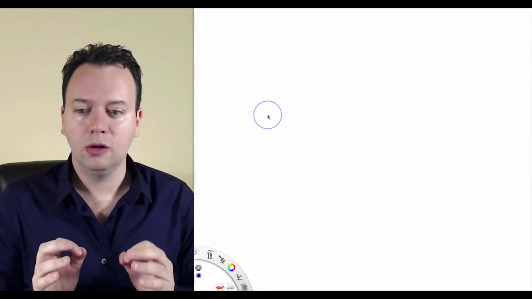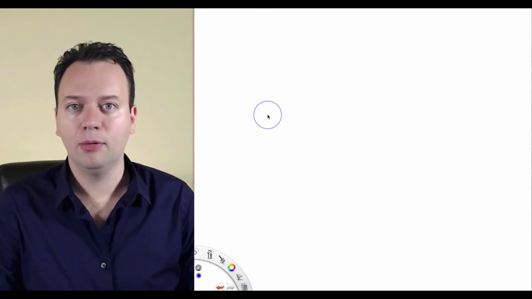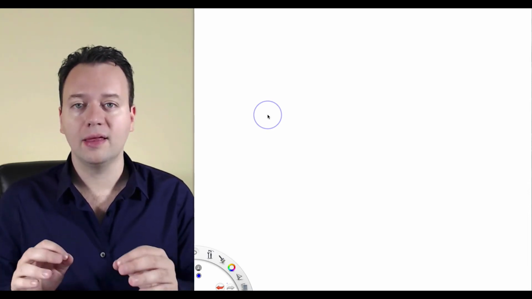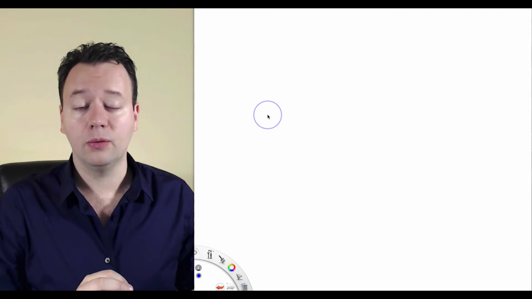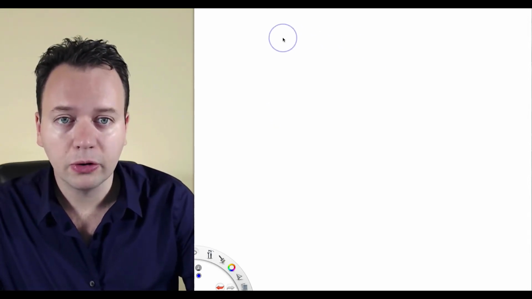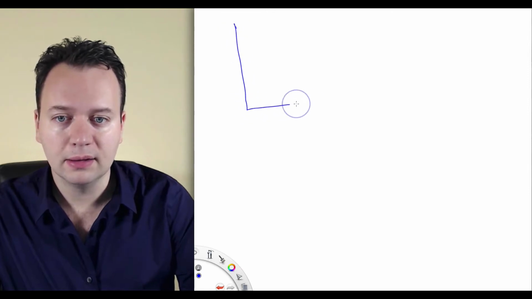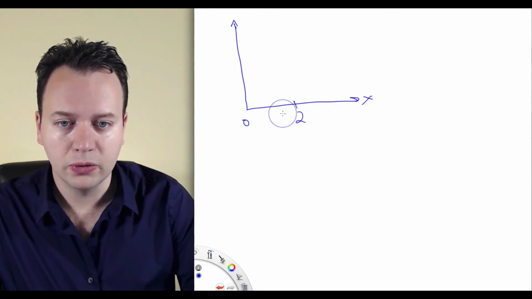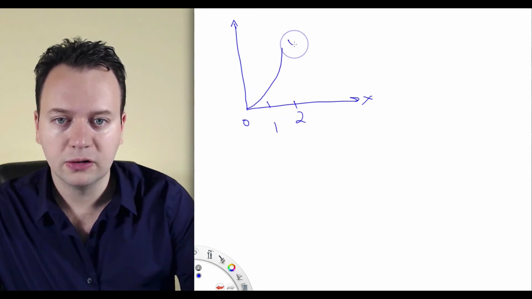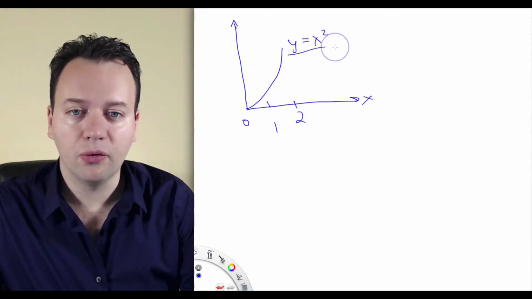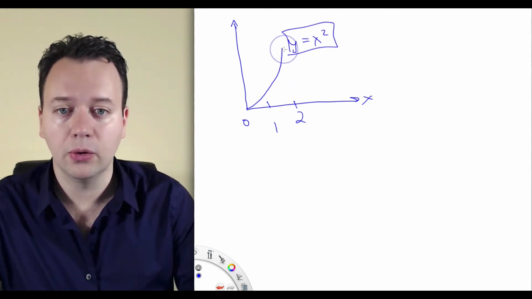Now let's take a look at a specific example where we use all four methods of estimating the area under the curve. So we'll look at the left-hand Riemann sum, the right-hand Riemann sum, the midpoint rule, and the trapezoid rule. The function that we're going to estimate is the graph y equals x squared between 0 and 2.